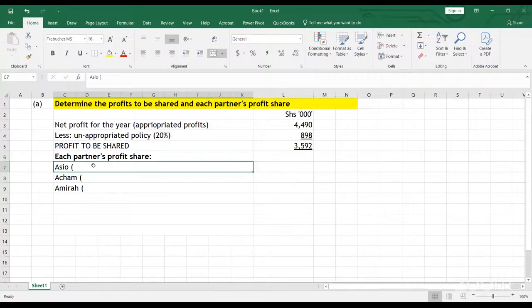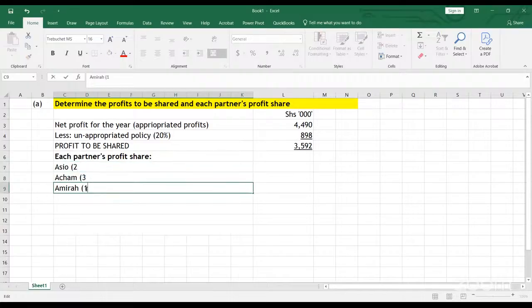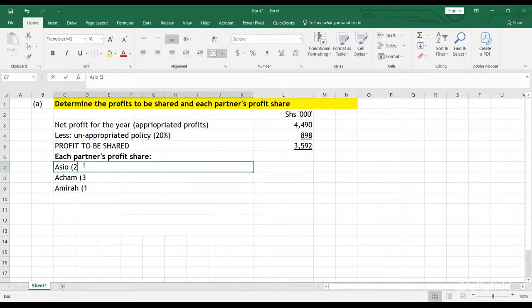What is the profit sharing ratio? 2 to 3 to 1. So what is the total? What is 2 plus 3 plus 1? That is 6. It will be 2 over 6.